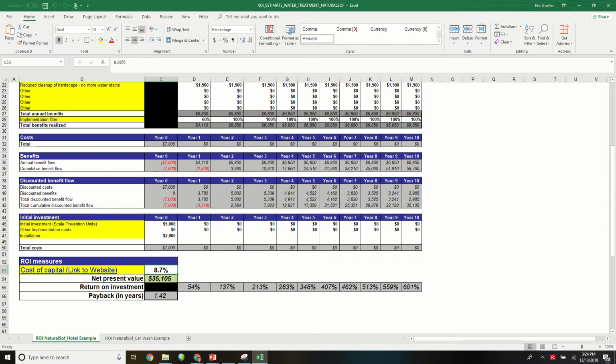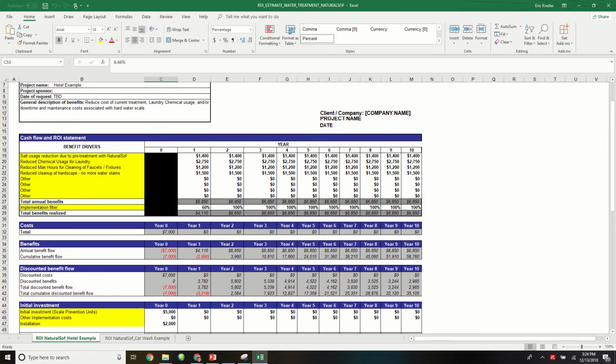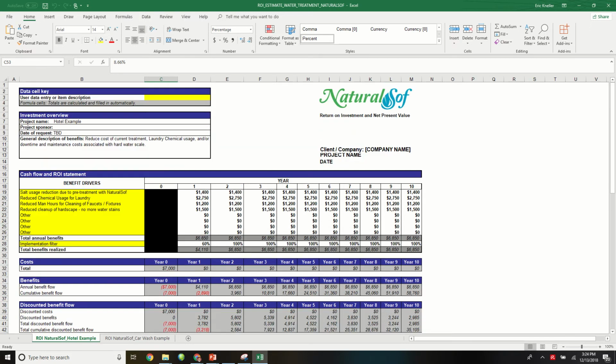It tells you exactly what the NPV is, net present value, the return on investment time in years, what it's going to take to get your money back, and then it extrapolates out 10 years. Why 10 years, you ask? Because the NaturalSof units last somewhere between 10 and even up to 20 years before they need to be replaced, the average being just around 10 to 15. So that's a hotel example.